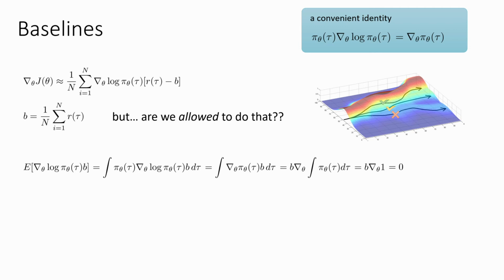All right, so subtracting baselines is unbiased in expectation. It has this nice intuition that it increases the probability of things that are better than average and decreases the probability of things that are worse than average. So is there a more formal mathematical reason why this is desirable?